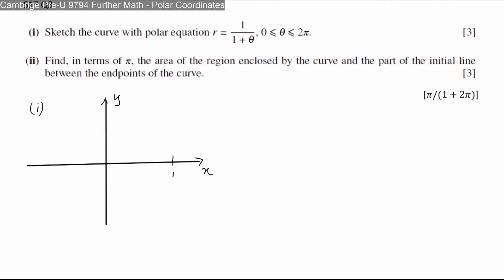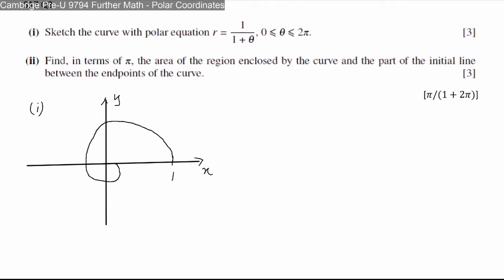Okay, so for this one, we know that the r is going to decrease, starting from this one. So we just have to make sure that when we sketch the graph, it is going up bigger until we have a smaller r from there. Okay, so this is what we expect from this graph. Basically that is for our part 1.